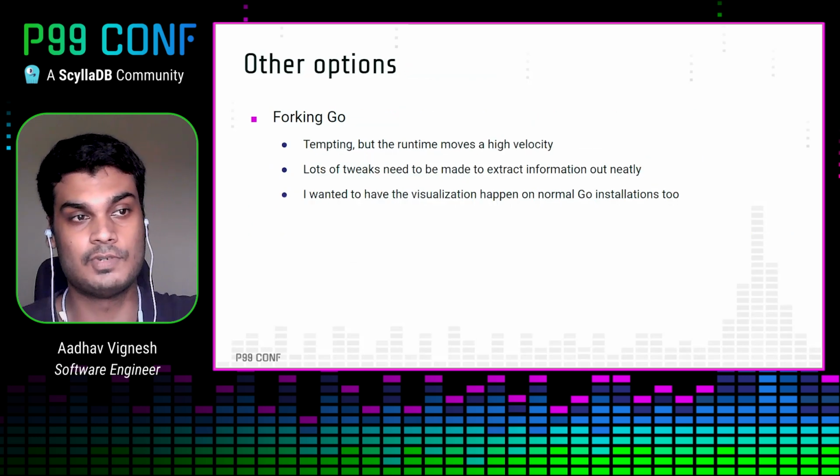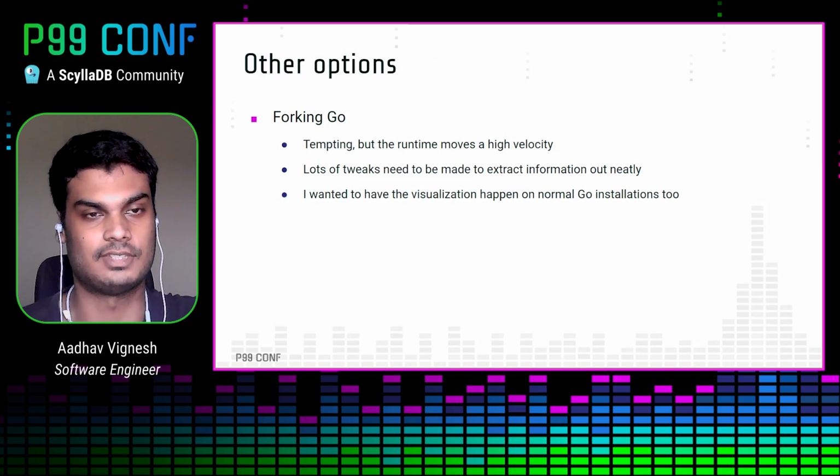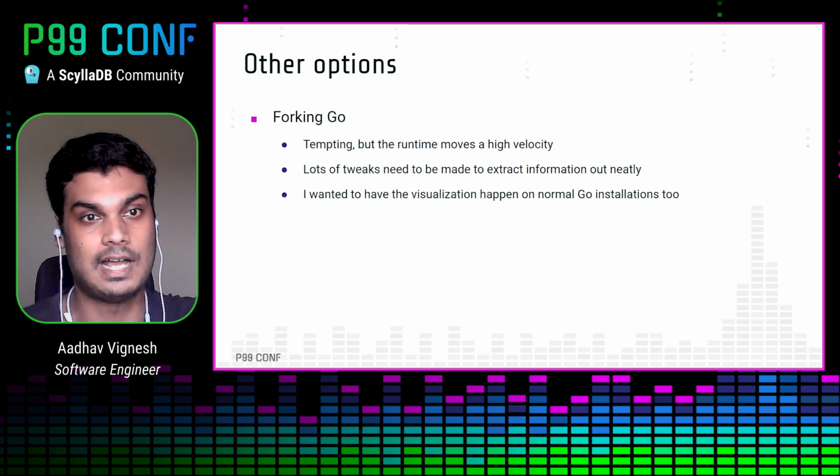But there were a few other options which I considered. One of them was to fork Go, which is a tempting idea, but I didn't pursue it for a few reasons. The first thing which made me not pursue this option was how fast the runtime works.